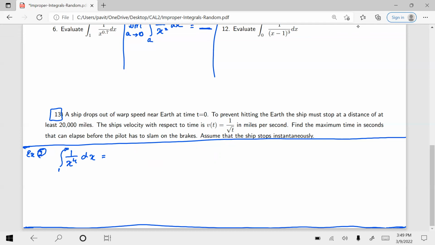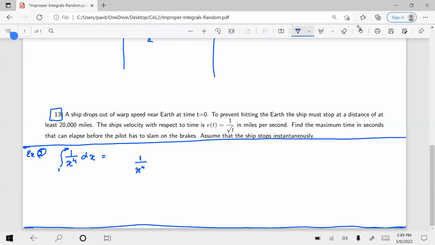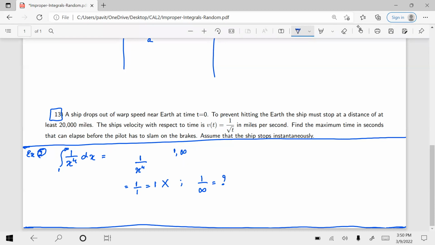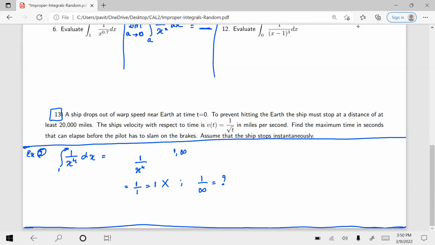Okay, now the question is for all of you. This is an improper integral, right? Why? I'm saying that this is an improper integral. Why is that? So I have a function 1 divided by x to the power of 4. I have limits 1 and infinity, right? So when I plug in 1 here, I get 1. So this is not a problem. When I plug in infinity in place of x, what do I get? What is 1 over infinity?